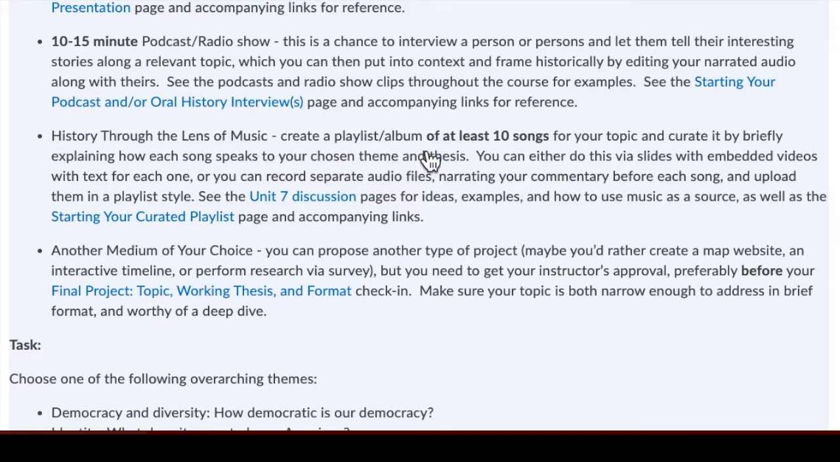You create a playlist or album of at least 10 songs for your topic. Once you select your topic, you can start work on that, and you curate it. In other words, you narrate it and explain it by briefly explaining how each song speaks to your chosen theme and thesis. You can either do this via slides with embedded videos, or you can record separate audio files, narrating your commentary before each song.